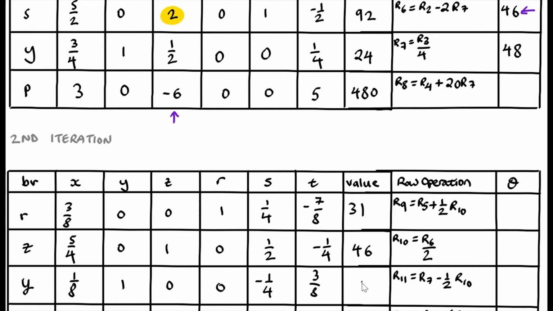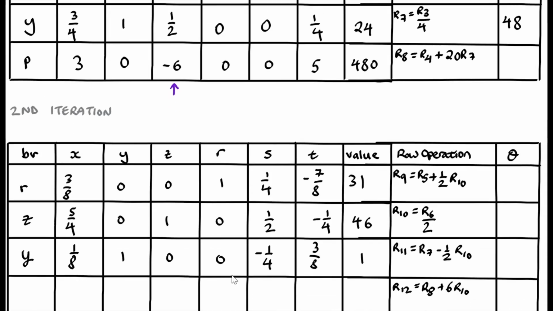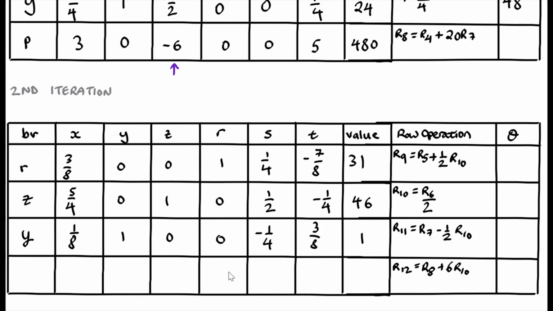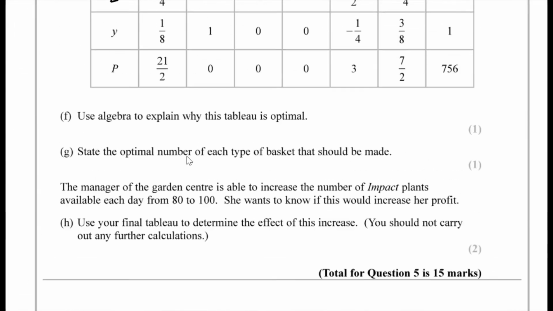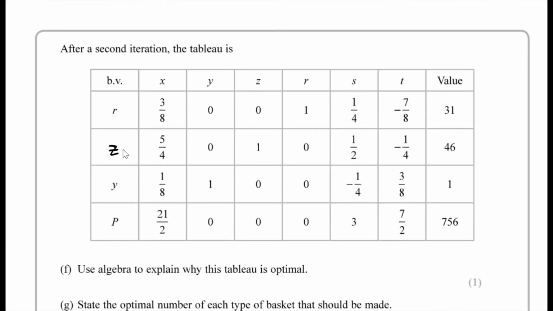3/8, and 1. And in terms of the objective row, for P, we have 21 over 2, 0, 0, 0, 3, and 7 over 2, and 756. So this is the table after the second iteration, and that's consistent with what we have over here. Of course, remember we have a Z over here.